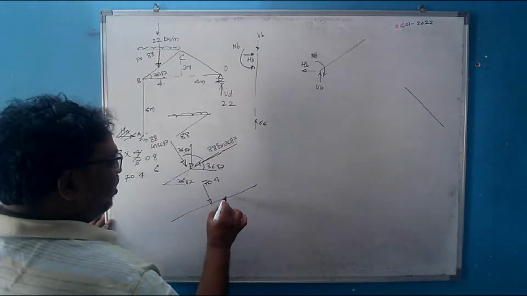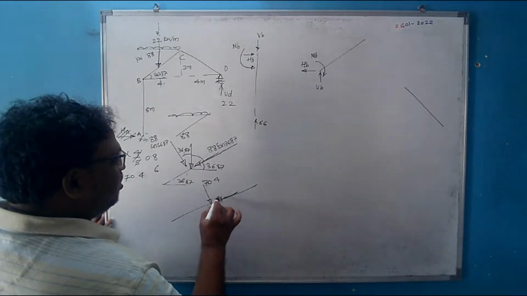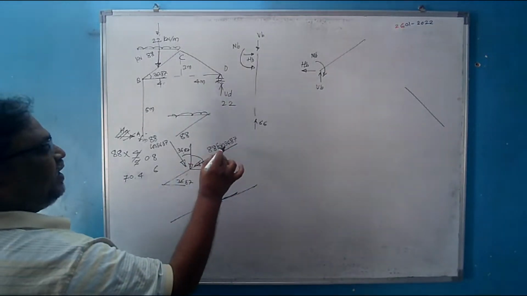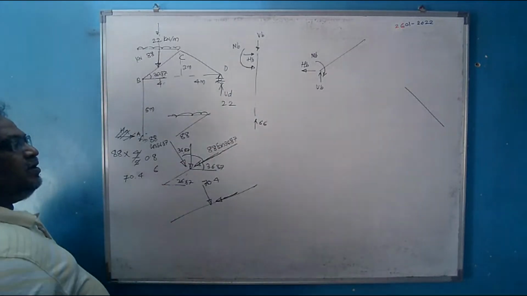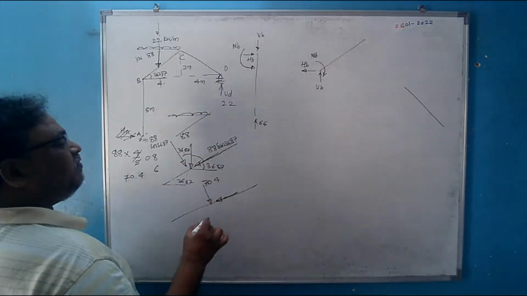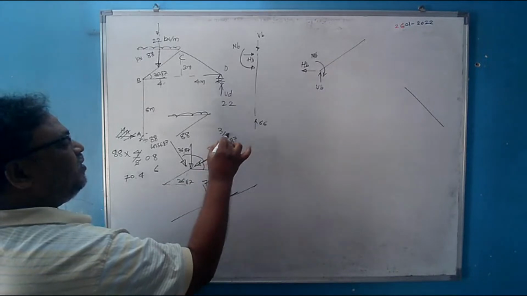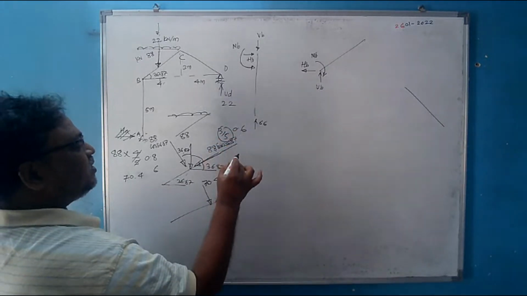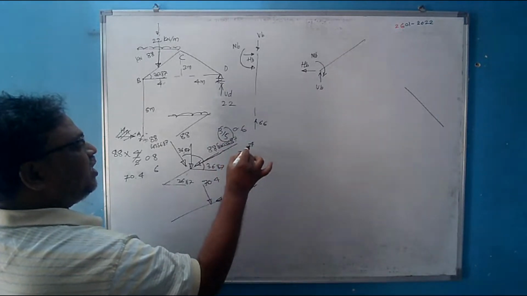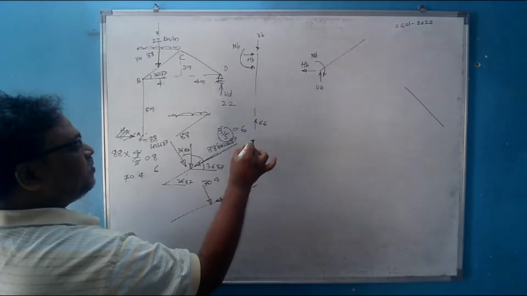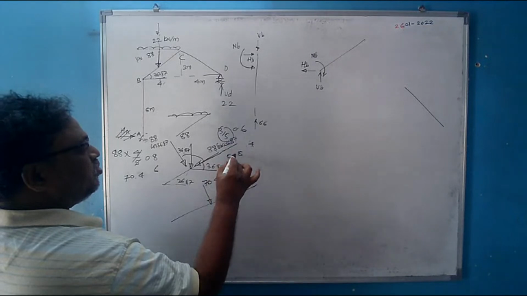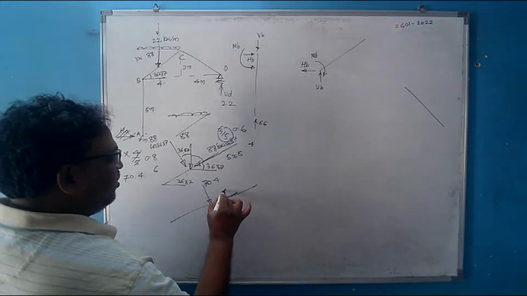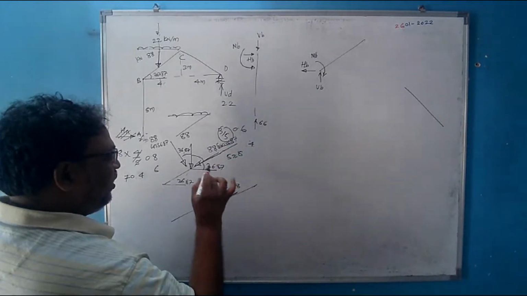What about this component here? This component will be 88 sin of 36.87. Sin of 36.87 will be 3 by 5, which is nothing but 0.6. So 8 sixes are 48, carry 4, and 8 sixes are 48, 49, 50, 51, 52. So this is 52.8.